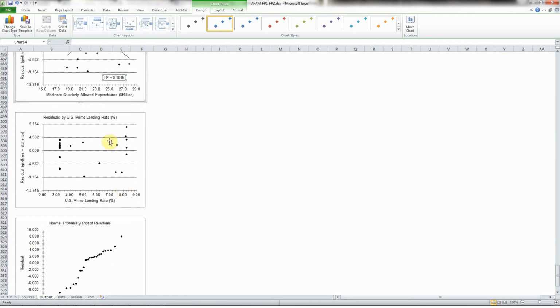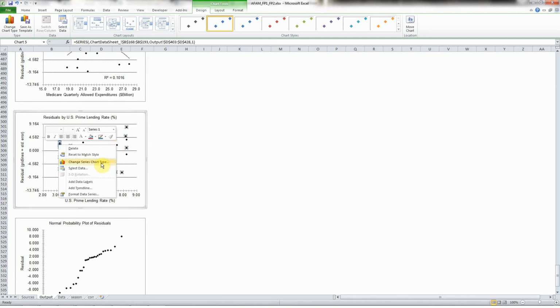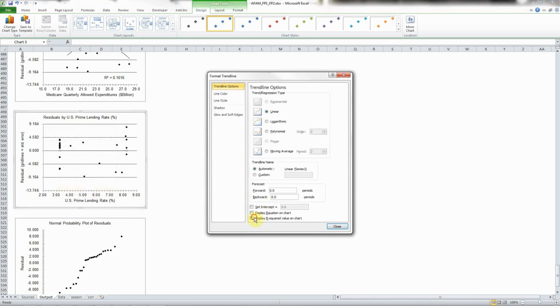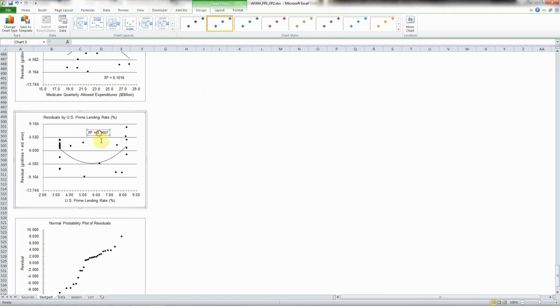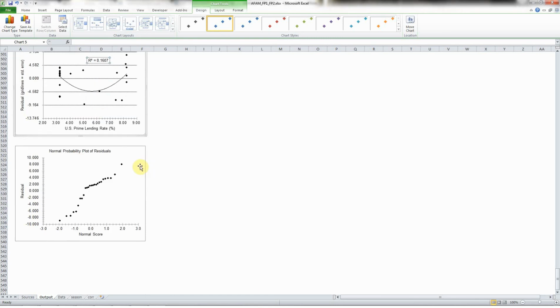And prime lending rate, again, linearity. If I'm concerned about that, I can add a trend line and do a polynomial trend line here. And I see once again that I get it below 0.2, so I'm okay there.